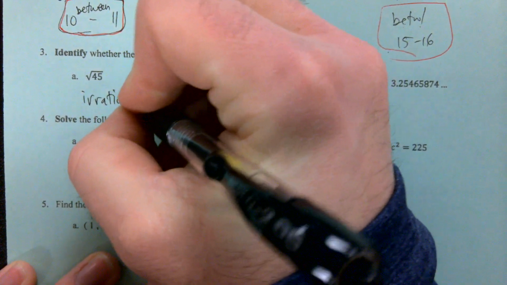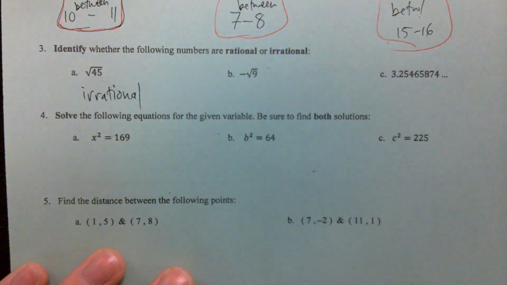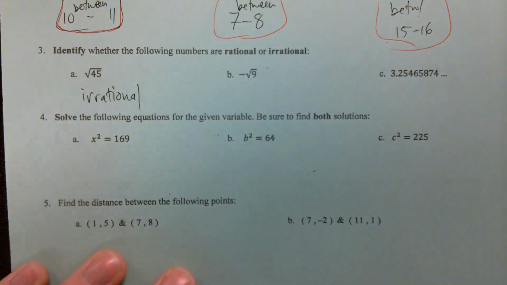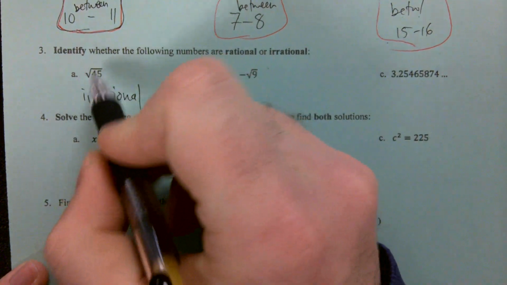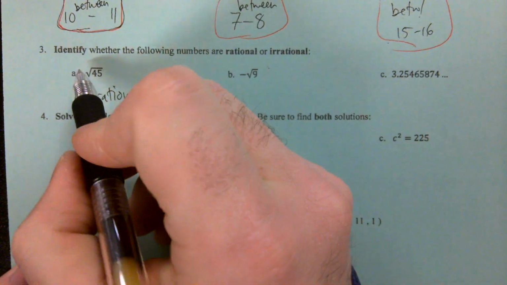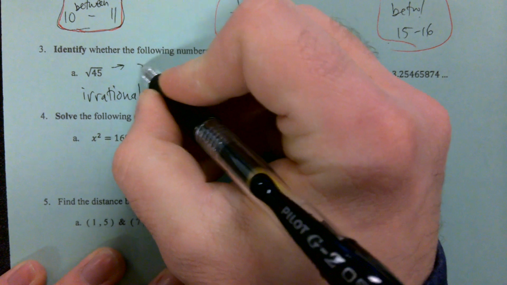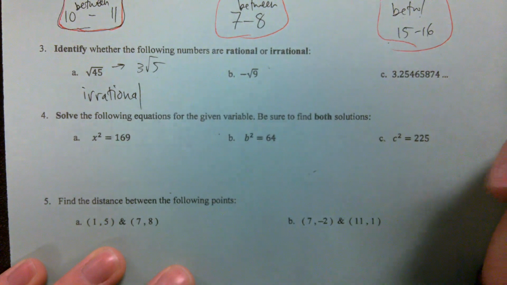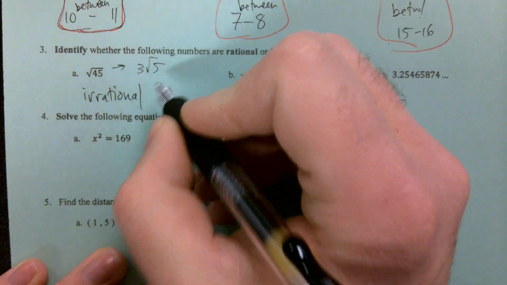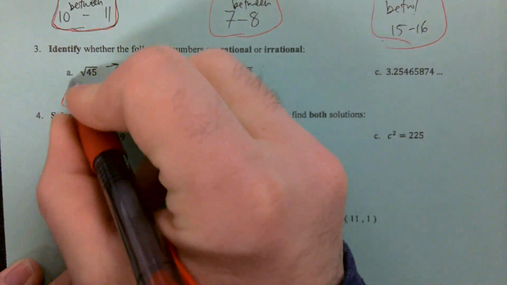Why is it irrational? Because it's an imperfect square. Exactly. We can't break this down all the way. If we even tried to simplify this, which we can, we'd get 3 root 5, which we cannot write as a fraction. This is irrational.